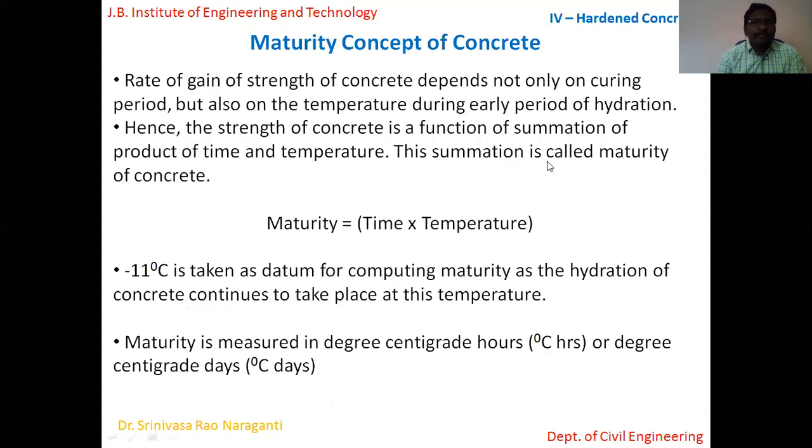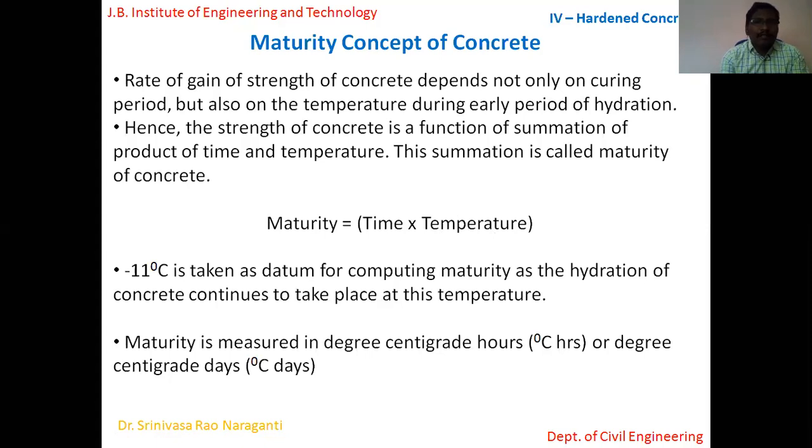So the maturity concept, as you know, is that when water is added to the cement, it gains strength. Or when you prepare a concrete and keep it for curing, it gains strength with age. As the age passes, it continues to gain strength. But the main factors that contribute to strength are two things. One is time: the more time that you cure, the more strength you get. And one more parameter is the temperature, the room temperature or the temperature at which you're curing the concrete. That also contributes to the strength.